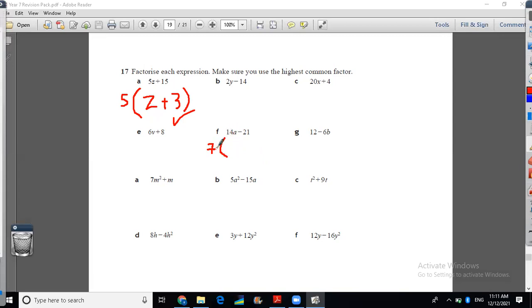Good. Now divide. 14a divided by 7 is 2a. Minus 21 divided by 7 is 3. That's it. We're done with question F. That is how we factorize.